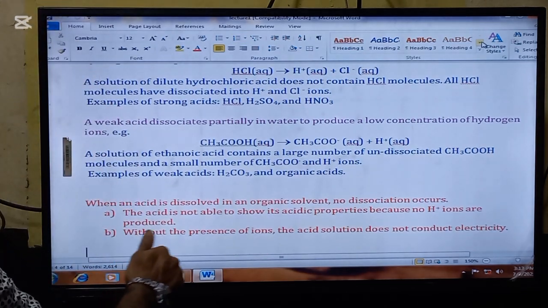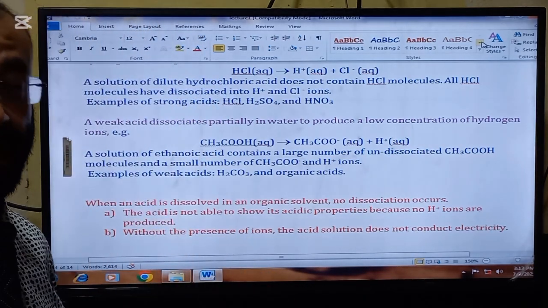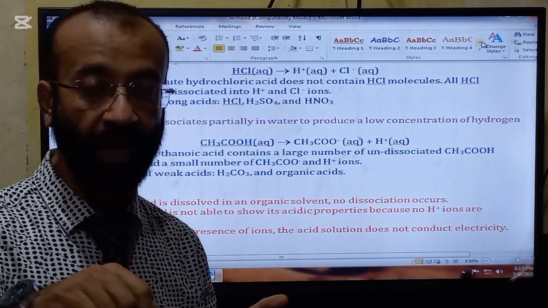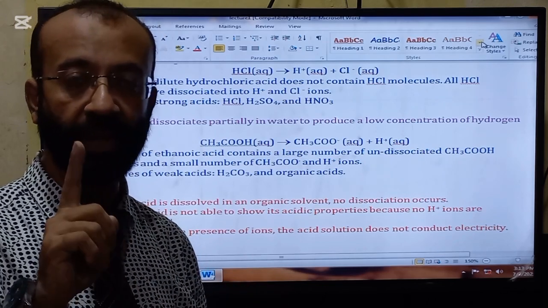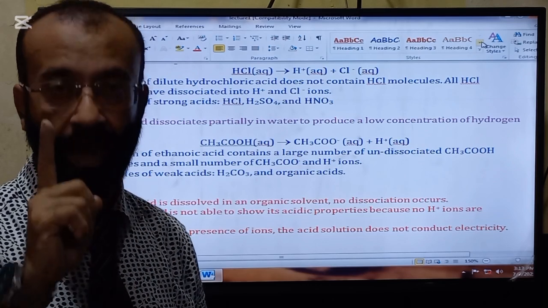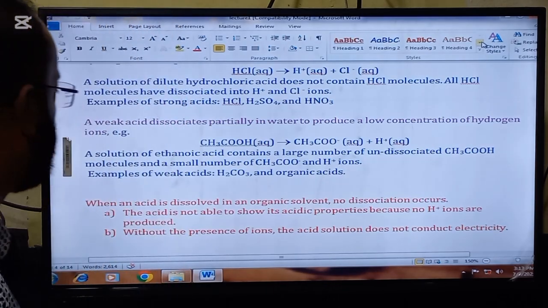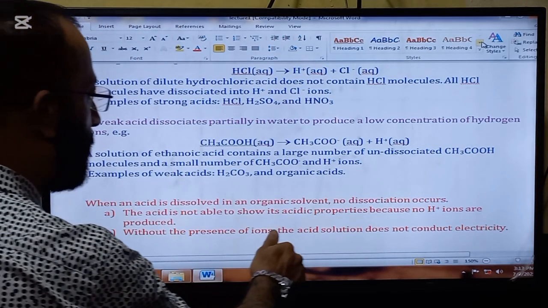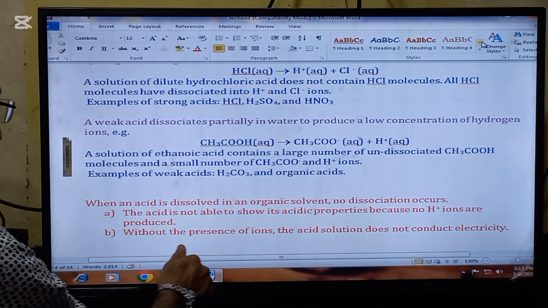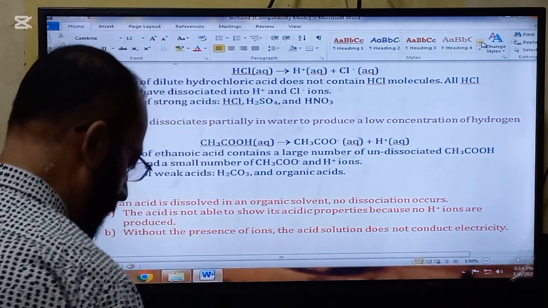When an acid is dissolved in an organic solvent, no dissociation occurs. So this is another very important point to remember. When acids are dissolved in organic solvents, no dissociation occurs, but for dissociation to occur, the acid should be dissolved in water. Water is necessary. The acid is not able to show its acidic properties because no H plus ions are produced. Without the presence of ions, the acid solution does not conduct electricity.